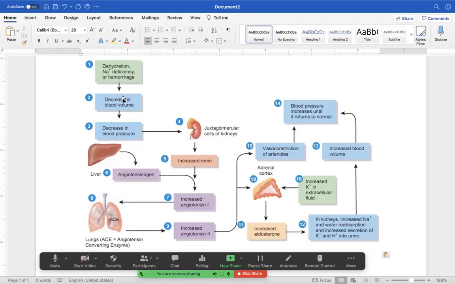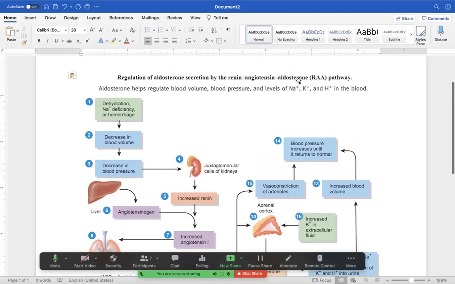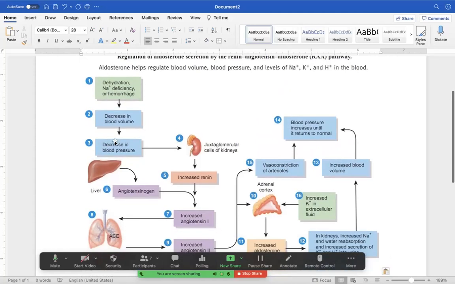Just like a hose, if I decrease the amount of water in that hose, what happens to the blood pressure? It should decrease. So we know all of this is related. Blood, salt, and water, they're all related. So what's our signal here? If I have a decrease in blood volume from either dehydration, sodium deficiency, or hemorrhage, of course I'm going to have a decrease in blood pressure. So that's one step. This is the stimulus. Who activates the RAA system? Decreased blood volume, decreased blood pressure.